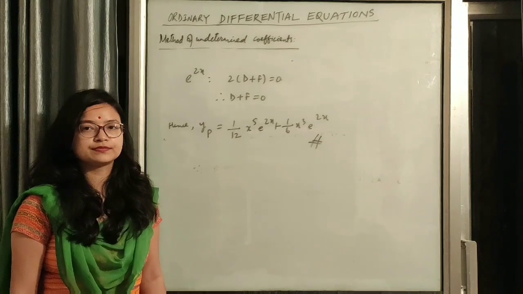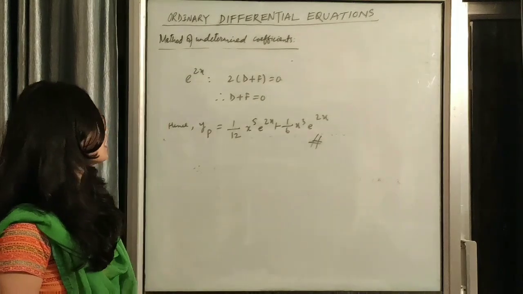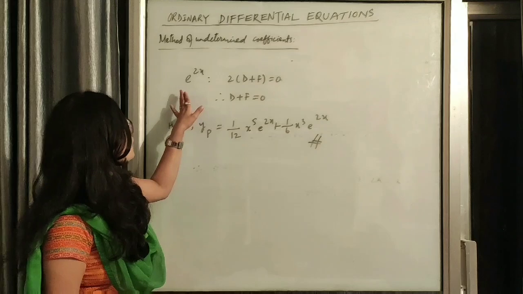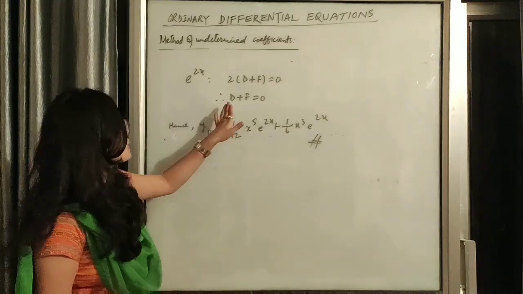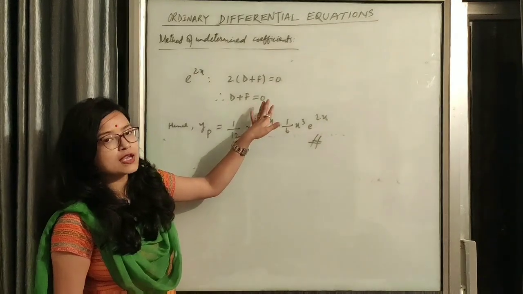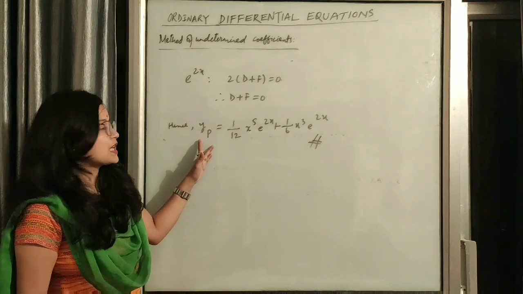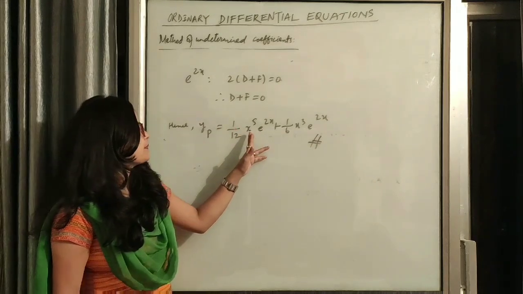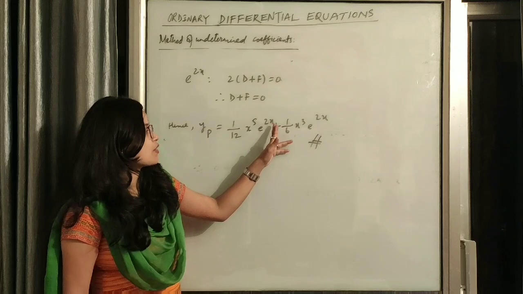Continuing in a similar fashion, equating the coefficients of e^(2x), we get b plus f is equal to 0. Hence, the yp becomes 1 by 12 x^5 e^(2x) plus 1 by 6 x³ e^(2x).